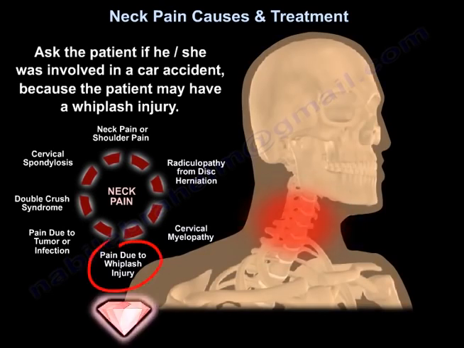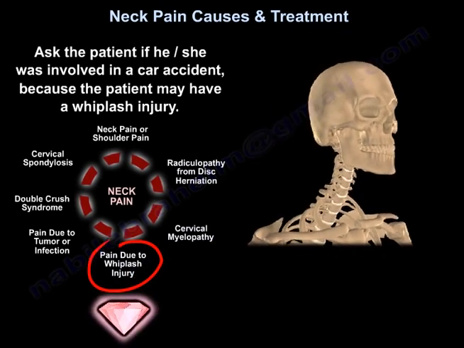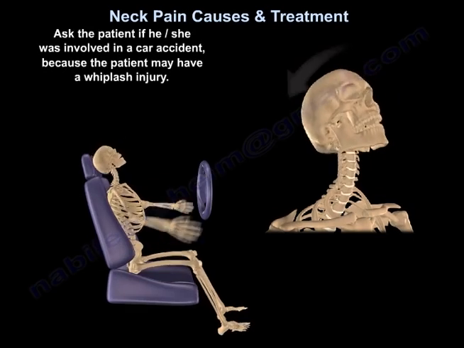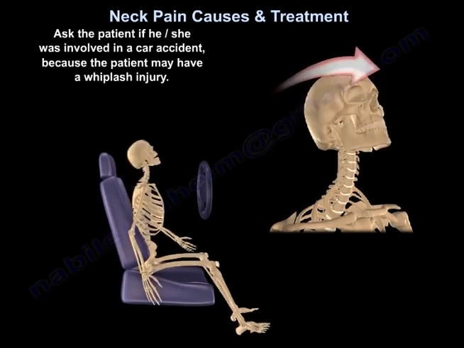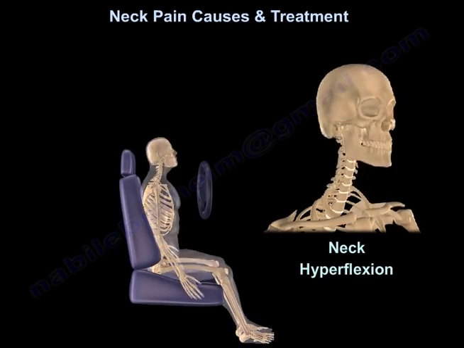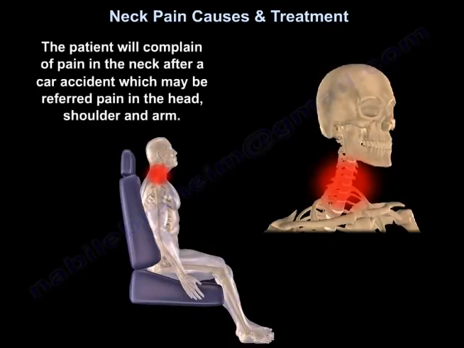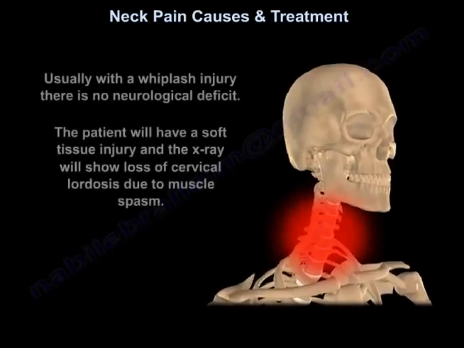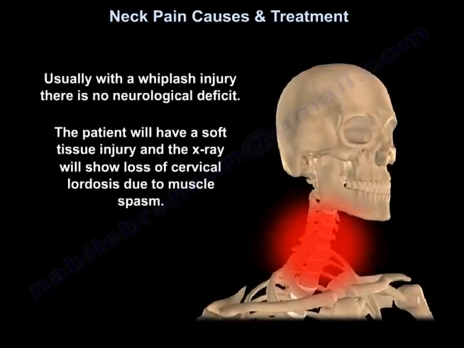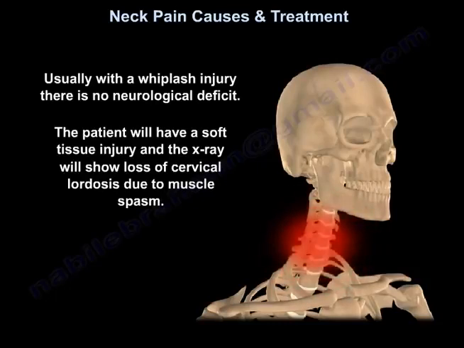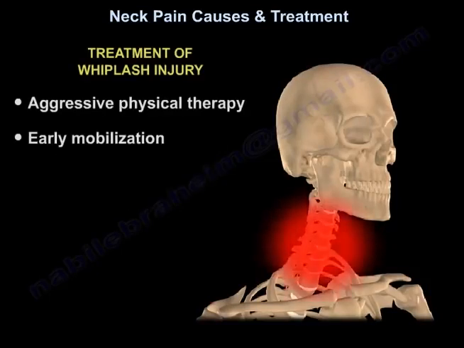Ask the patient if he or she was involved in a car accident. The patient may have a whiplash injury. So the patient will complain of pain in the neck after a car accident. It may be referred pain in the head, shoulder, and arm. Usually there is no neurological deficit. The patient will have a soft tissue injury, and the X-ray will show loss of cervical lordosis due to muscle spasm. Treatment is aggressive physiotherapy and early mobilization.